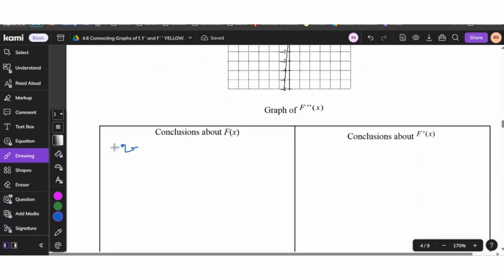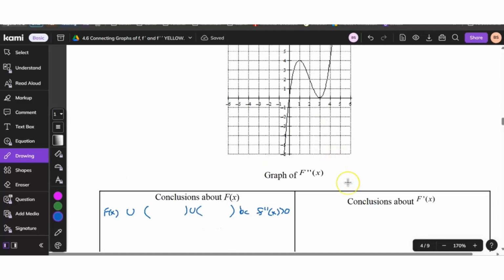Because we can say that f of x is concave up, and we can say where, and we can say that that's because f double prime is positive. So where is that going to happen? It should be from 0 to 3 and then from 3 to infinity.